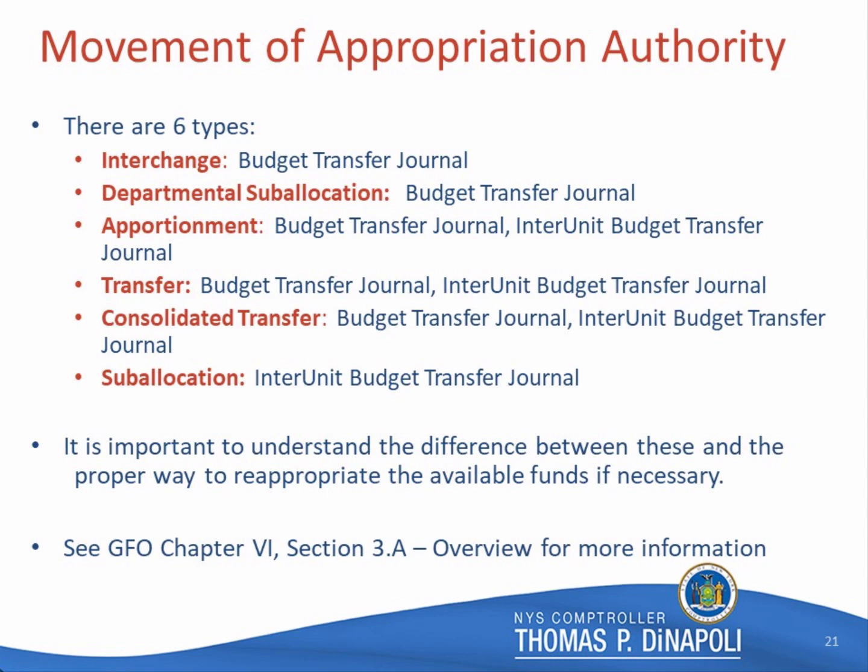Apportionments are used on both budget transfer journals and inter-unit budget transfer journals. An apportionment is a movement of a lump sum or a multi-fund appropriation to a specific account or fund. A lump sum appropriation is an appropriation in which the budget bill does not specify either a business unit and department, such as those under MSC01 business unit. Lump sums also are appropriations that don't specify a particular account code for appropriations in the state operations budget bill.